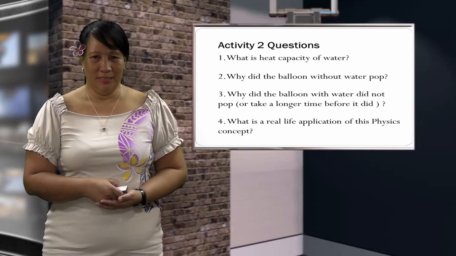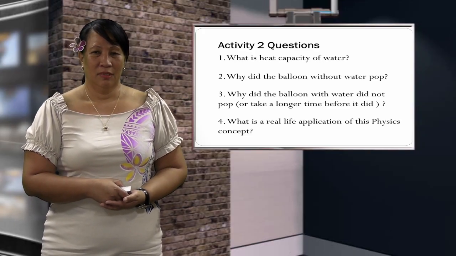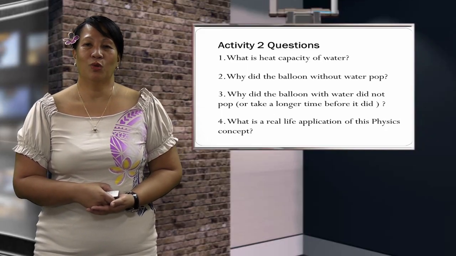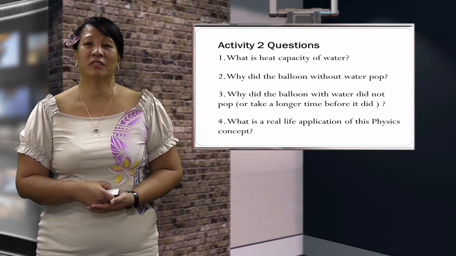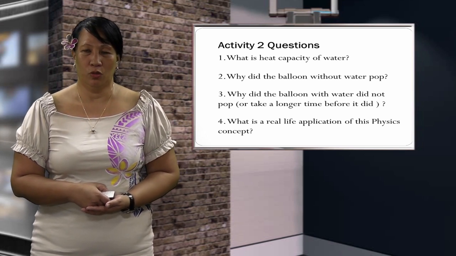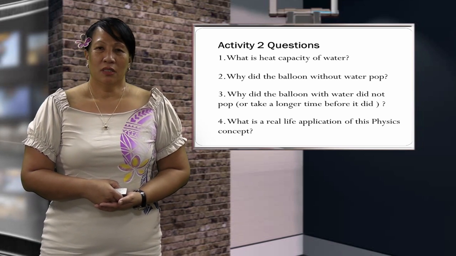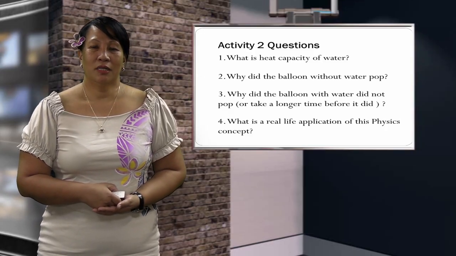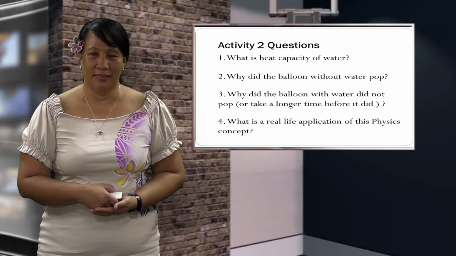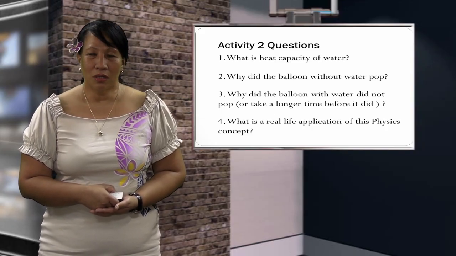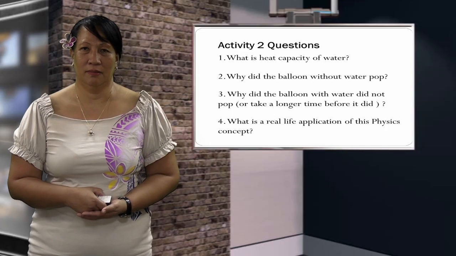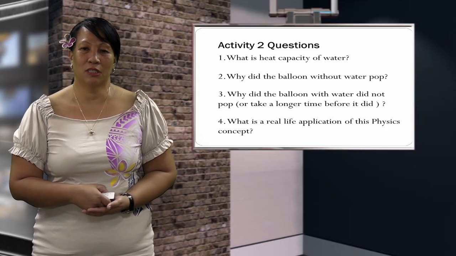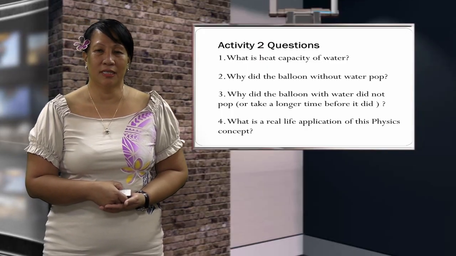What is the heat capacity of water? Do you know what the heat capacity of water is? Heat capacity of water is the measure of how much heat water can absorb. Water is a very good heat absorber, and that's why it has a high heat capacity. That's why it takes longer to boil water. If you notice when you boil water, it takes a while before it's boiled. It's because of its high heat capacity.